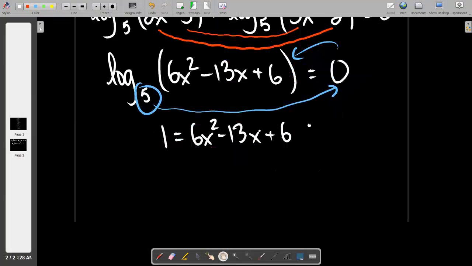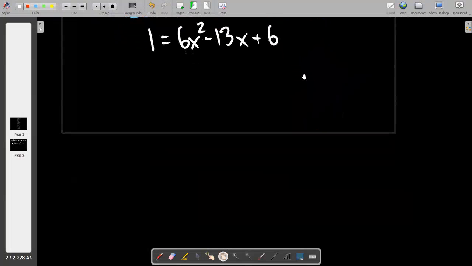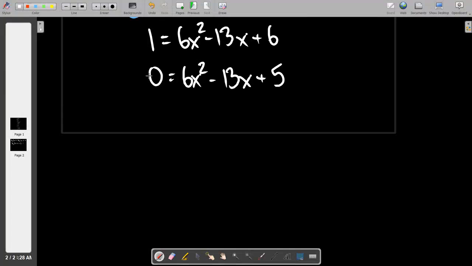And at this point is where we must remember those 4 sweet words: set it equal to 0. It's our go-to. So who has to move in this case? The 1. Yeah. So we have 6x squared minus 13x plus 5. And there we are at the crossroads. Got here a little quicker this time.